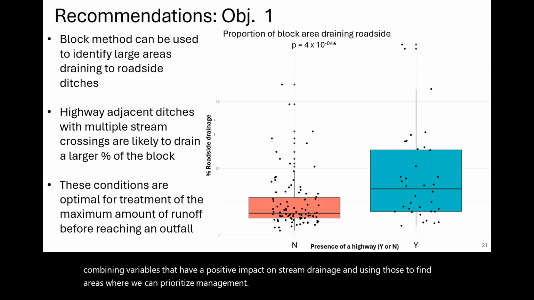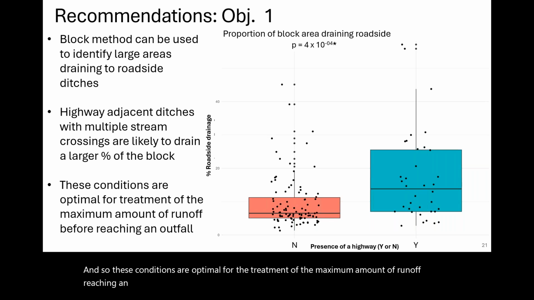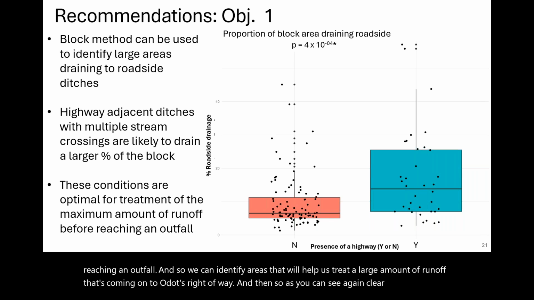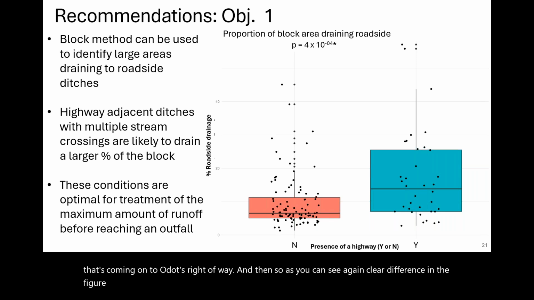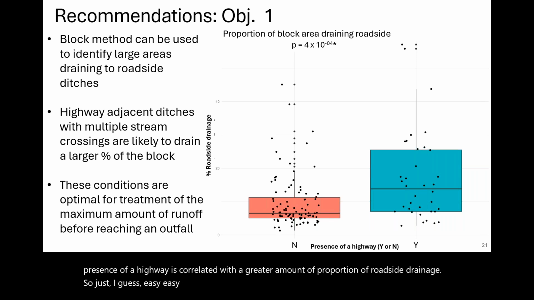And so, yeah, these conditions are optimal for the treatment of the maximum amount of runoff reaching an outfall. We can identify areas that will help us treat a large amount of runoff that's coming onto ODOT's right-of-way. And then, as you can see again, there's a clear difference in the figure between the presence of a highway, yes or no. Obviously, the presence of a highway is correlated with a greater proportion of roadside drainage. So that's an easy thing to glean from this.